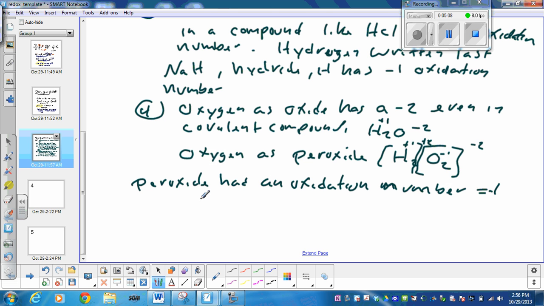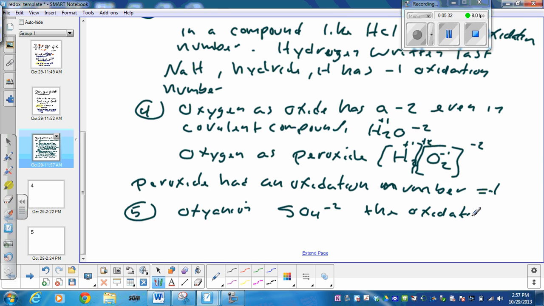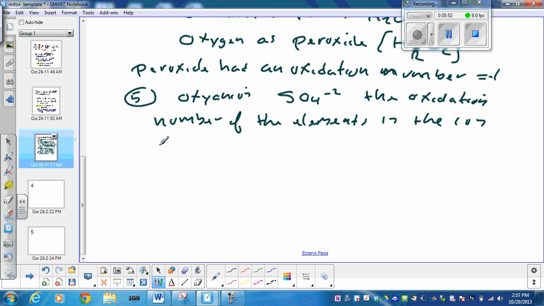Now, other cases that we want to be able to think about are that when you have oxyanions, for example, sulfate, the oxidation numbers of the elements in the ion add up to equal the charge on the ion.